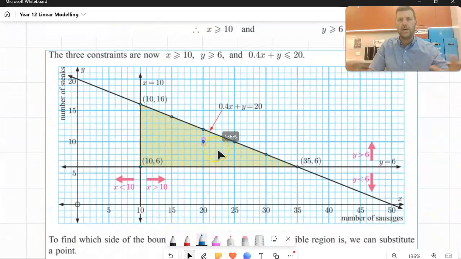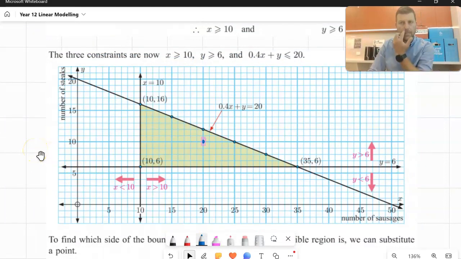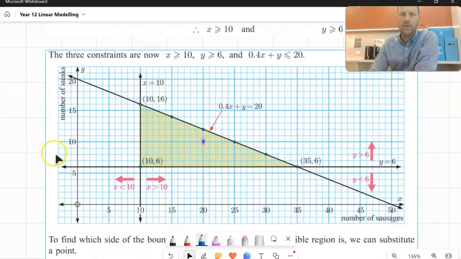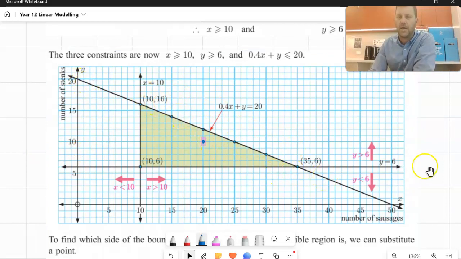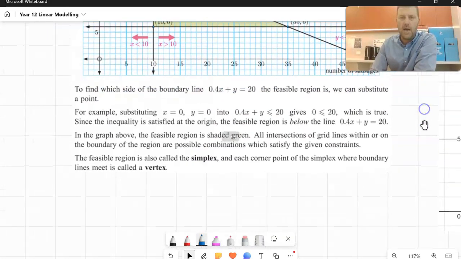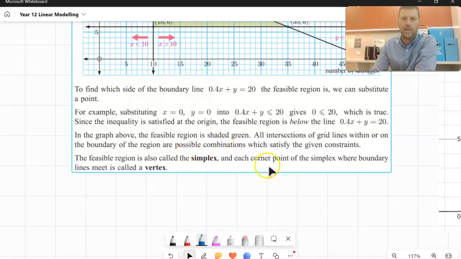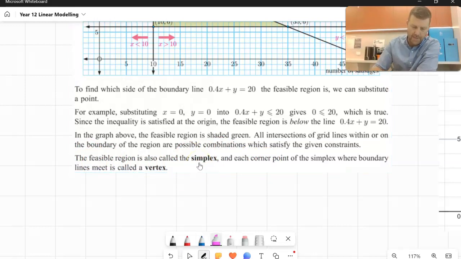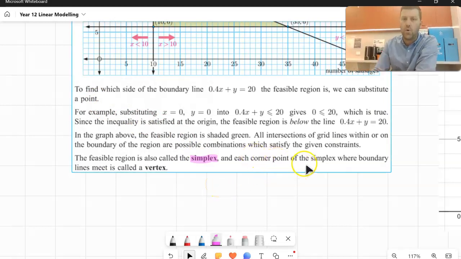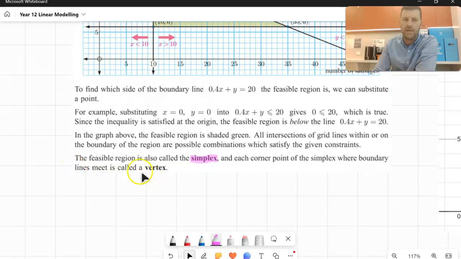Okay, so that's what we're going to be looking at today, introducing some additional constraints along with creating, I guess, a third boundary or constraint from the information we get in the problem. So just quickly, I'm also going to point out here that a feasible region can be called a simplex. So if they're asking you to shade a simplex, they're asking you to shade a feasible region. And each corner point of the simplex where boundary lines meet is called a vertex.